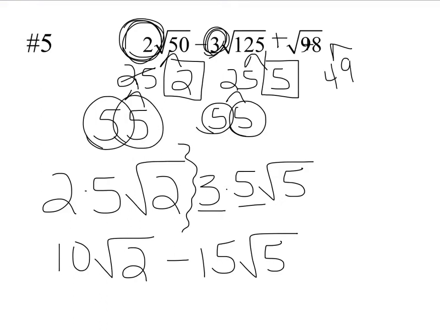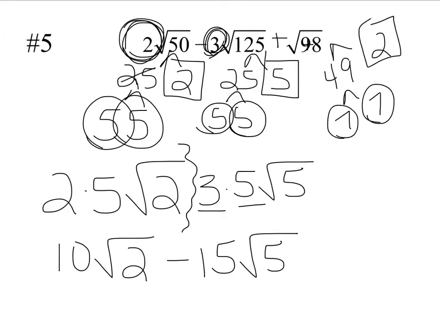And then 98, what times what is 98? 49 and 2. And then 49 is 7 and 7. So 2 7s can come out front. And then a 2 is going to stay on the inside. So then this is going to give me plus 7 square root of 2. Okay? So now we've got everything simplified as far as it can go.